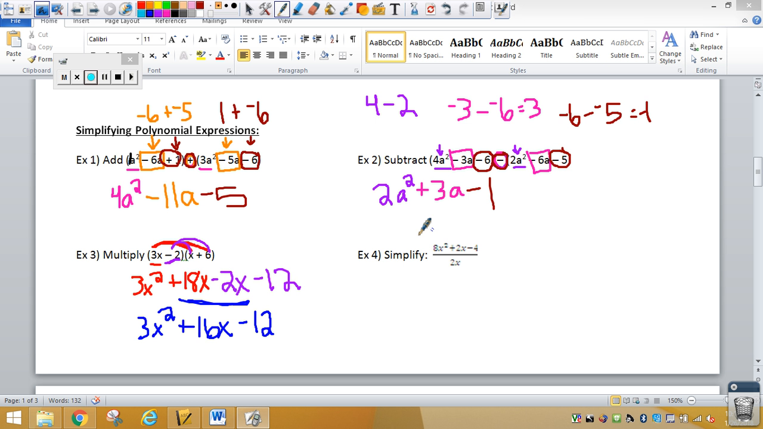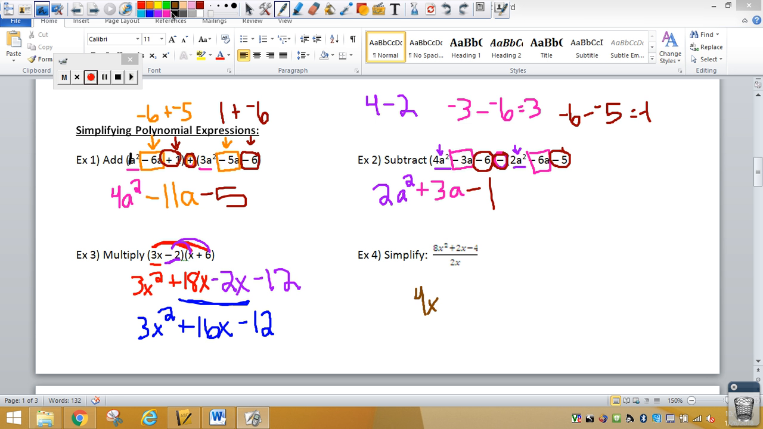And the last one, dividing. We're going to take each term up top and divide it by the bottom. So I'm going to start by dividing these. 8 divided by 2 is 4. The rule with exponents is you subtract. So the top I have 2 x's, and on the bottom I have 1. And if I subtract 2 minus 1, I have 1x. Now I'm going to erase this.